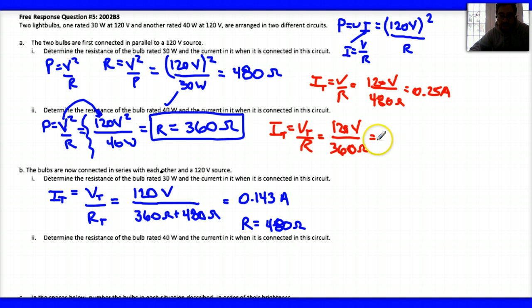and I get 0.33 amps. So I wanted to make sure I got those done. Looks like I had skipped them on the first pass.